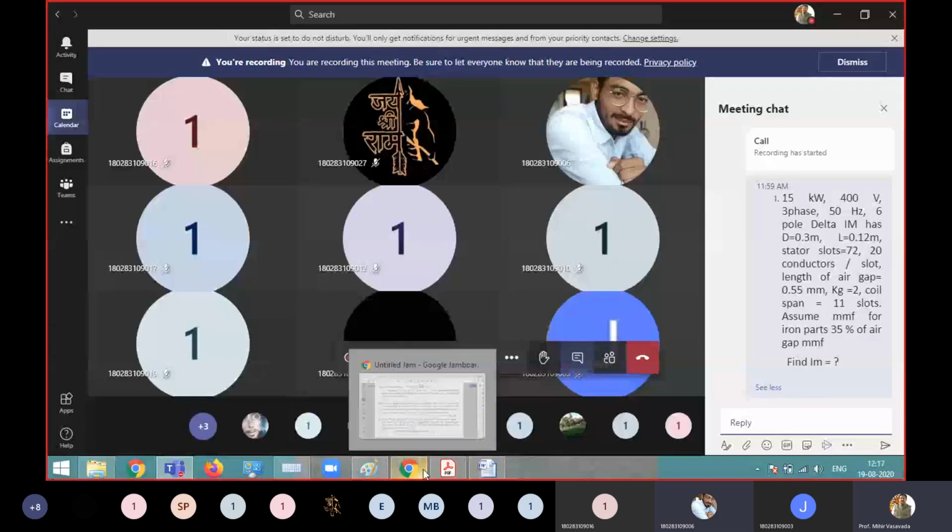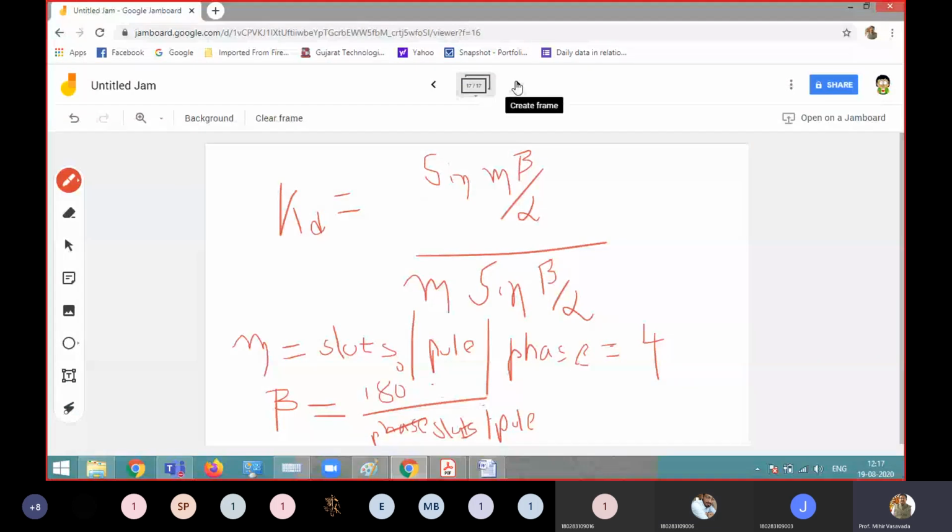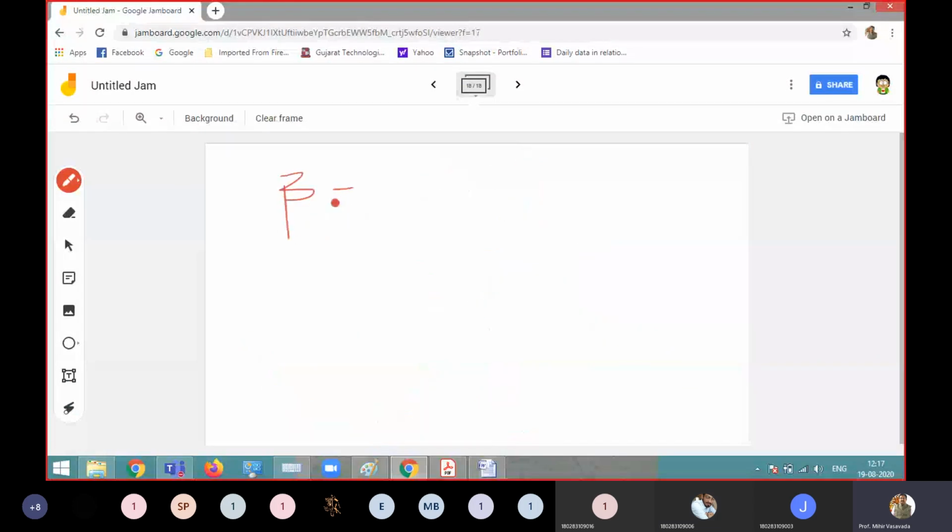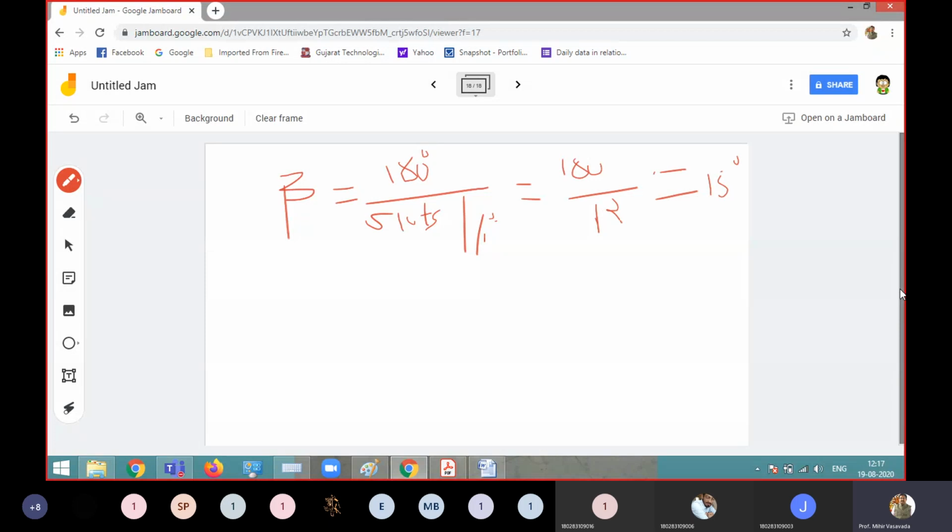Yes sir, understood. Let me go to another slide. Beta is 180 divided by slots per pole. Right. So it gives you 15 degrees here because we have 12. So it will give you 15 degrees as your beta. Clear?